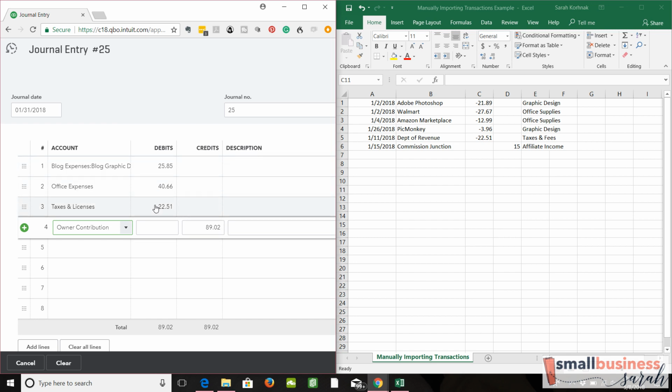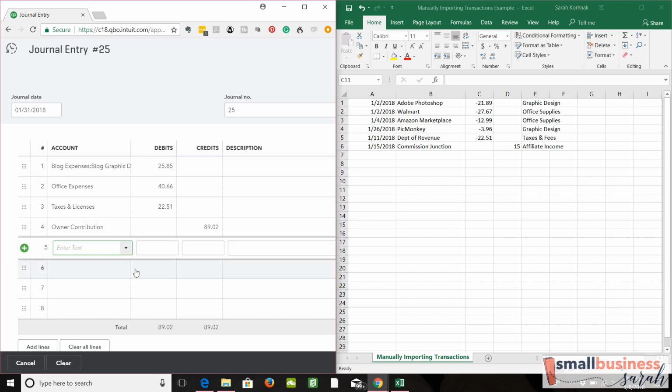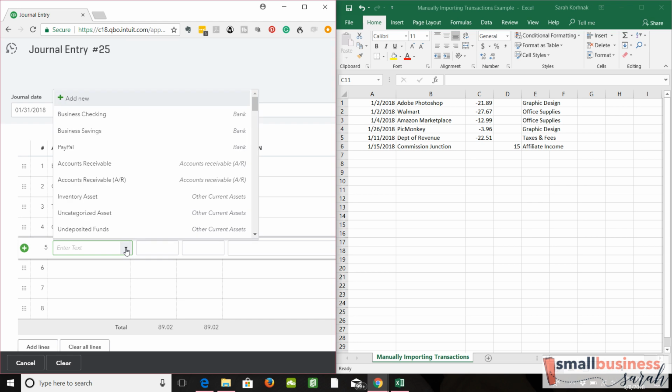That's because it's basically like we invested $89.02 into our business because we paid for these expenses with personal money. So that's why it's an owner contribution. Now I could save and close this journal entry now, but just to make it simpler for me so I don't have all these extra journal entries that are actually nonsense, I'm just going to show you the other side of it. So you can keep this as one entry, or you could break out the expense and revenue into 2 entries.